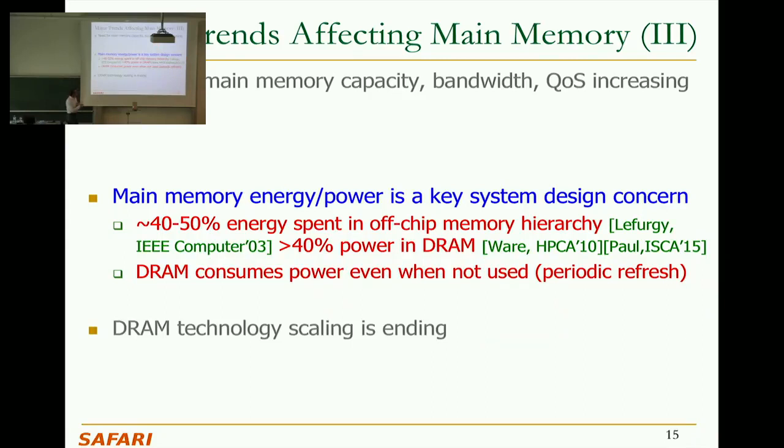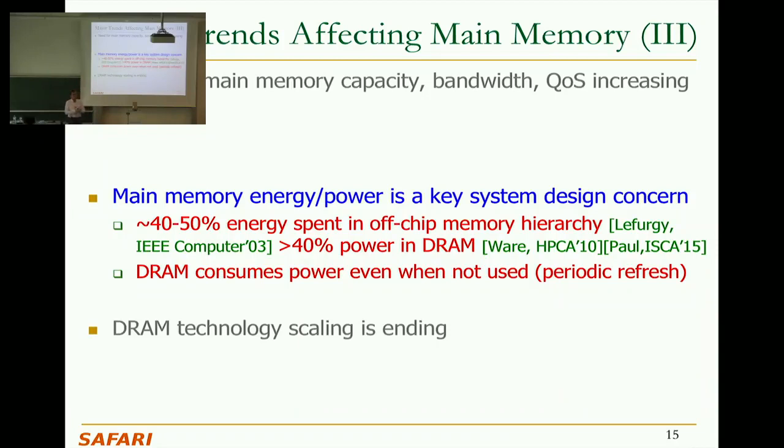Memory energy and power is a key system design concern today. If you read this beautifully written paper by Charles Lefurgy and others in the early 2000s, they basically showed that in IBM's big iron systems, these are huge systems that IBM built at the time, more than 40% of the entire system energy is spent on the off-chip memory hierarchy. At that time, the off-chip memory hierarchy consisted of off-chip caches, off-chip interconnect, off-chip DRAM, and off-chip storage.